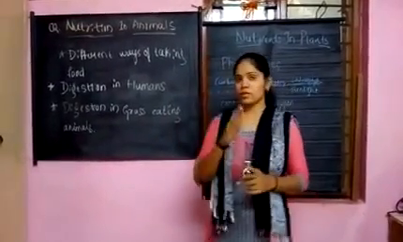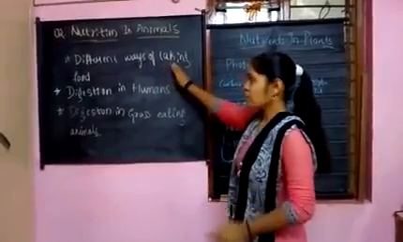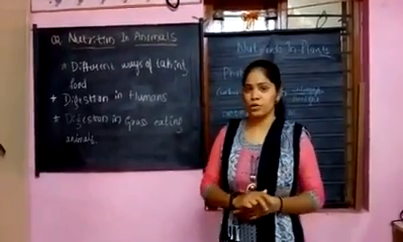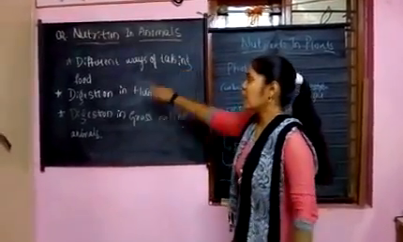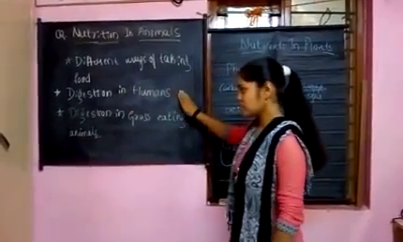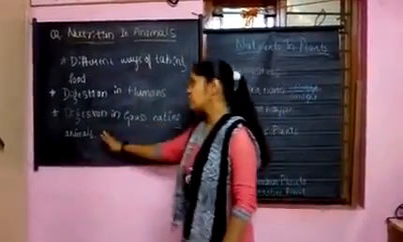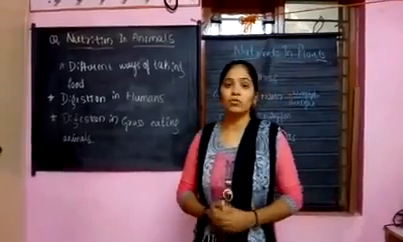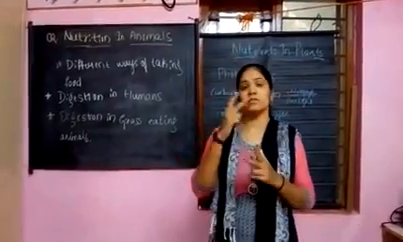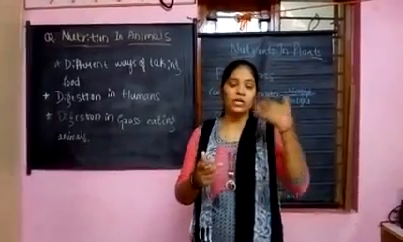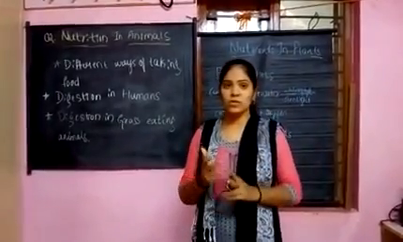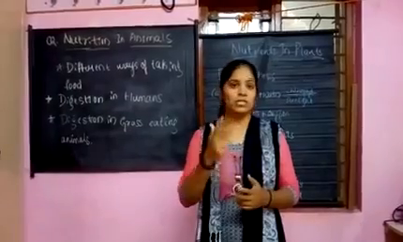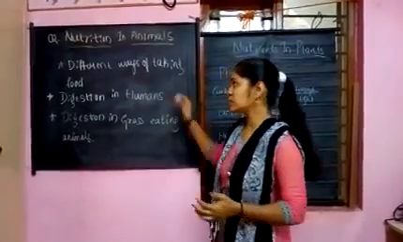Okay, what are the main contents of this lesson? Different ways of taking food, which means different animals have different ways of taking food. That we are going to study in this concept. And the next is digestion in humans and digestion in grass eating animals. In digestion in humans we are going to study the human digestive system, which parts are included in the digestive system, and what the main processes are in the digestive system. We are all going to study it in this lesson.